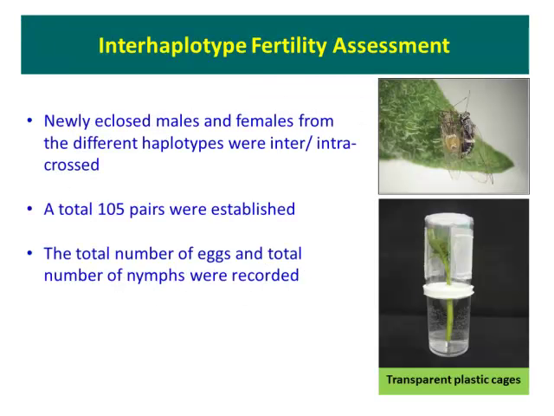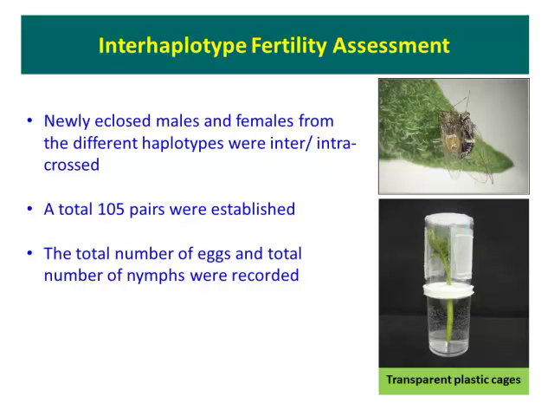The second objective of this study was to assess the inter-haplotype fertility. As you know, so far four different haplotypes have been identified, and we don't know whether they are the same species or different species. So the objective was, when we cross these haplotypes, to see if they interbreed or not.